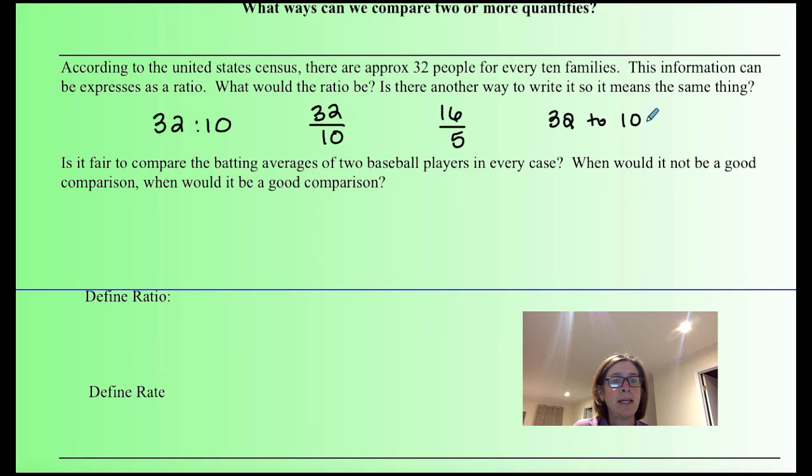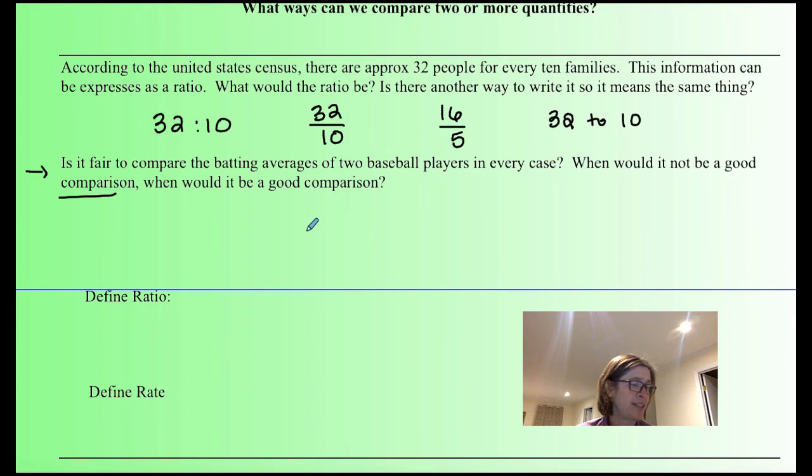And that would be comparing them. So I guess that my question would be, is it fair to compare the batting averages of 2 baseball players in every case? When would it not be a good comparison? So we don't always want to compare things, okay? It wouldn't be a good comparison if, say, the first baseball player had been up to bat 1,000 times over his career, whereas you were comparing him to a baseball player who'd only played for 1 season. You might not want to compare batting averages of an 8-year-old baseball player and a 20-year-old baseball player. So you can't always compare things.